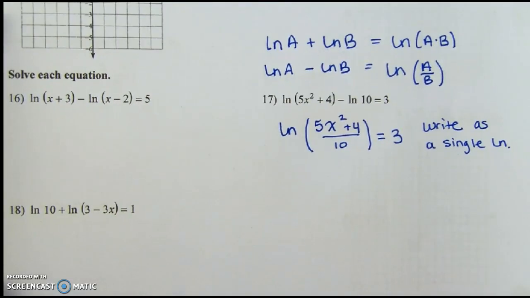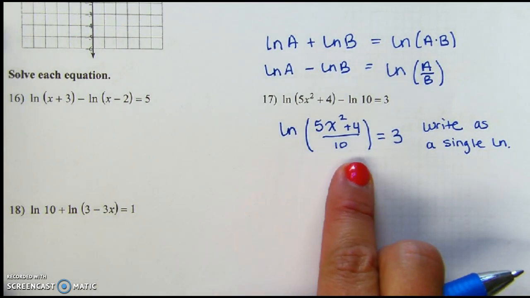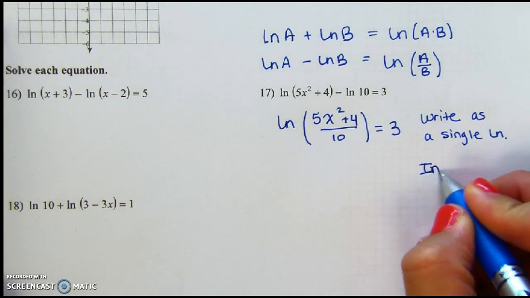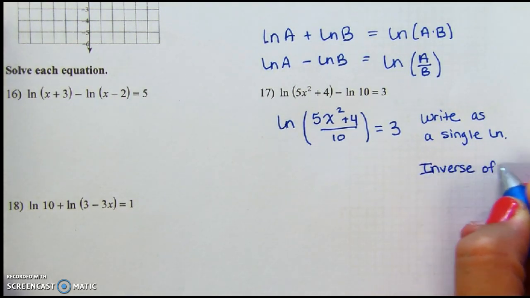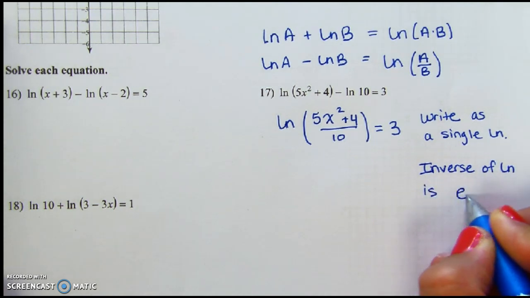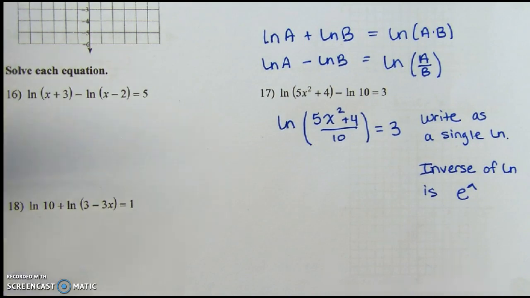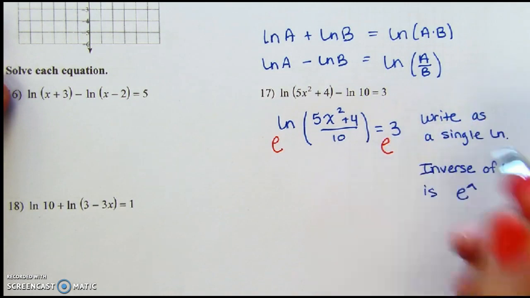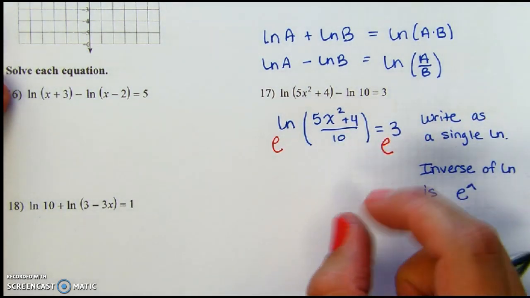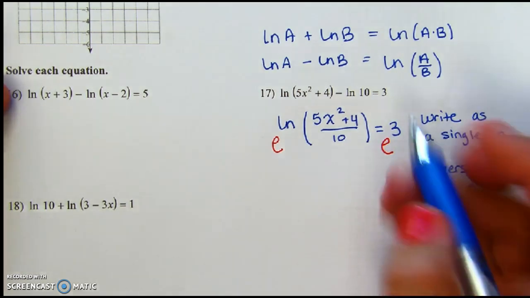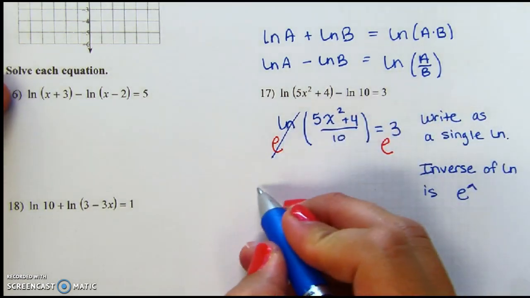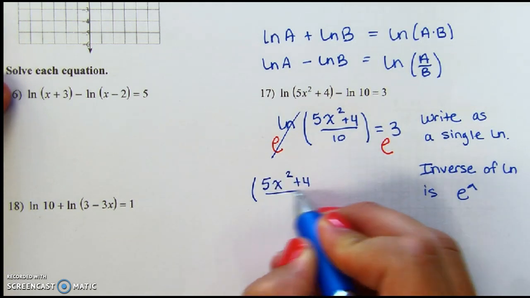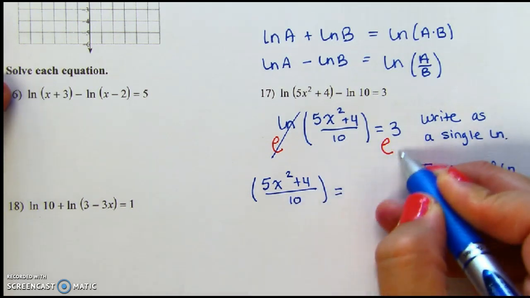Okay. Now that we have a single log equal to a number, we're going to use the inverse operation of log. So what's the inverse operation of log? Inverse of ln is e. So it's e of both sides. So watch how that goes. We take the e of the left side and the e of the right side. And anytime ln and e are touching, you say, hiya, karate chop, and those cancel each other out. And we have 5x squared plus 4 divided by 10 is equal to e to the power of 3.